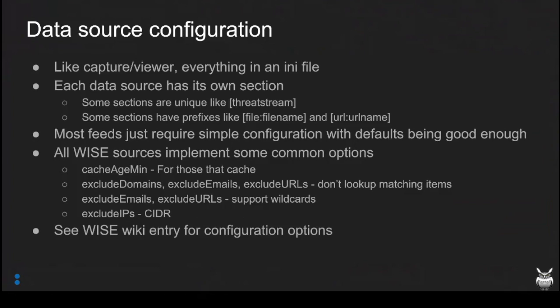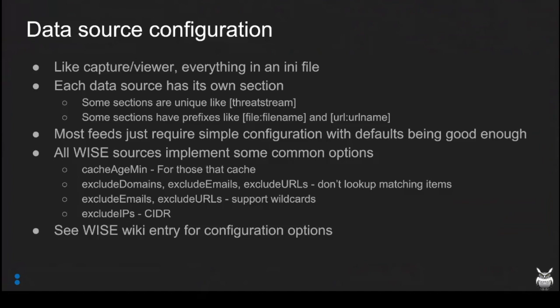And then for every data source that you're going to have, there's going to be a configuration also, and it lives in WISE. So WISE has its own configuration file also, and basically it's done per data source. In some data sources, there's only going to be one of them. For example, Threatstream or OpenDNS. You're just going to have one section because there's only one Threatstream that you're configuring for all of it.